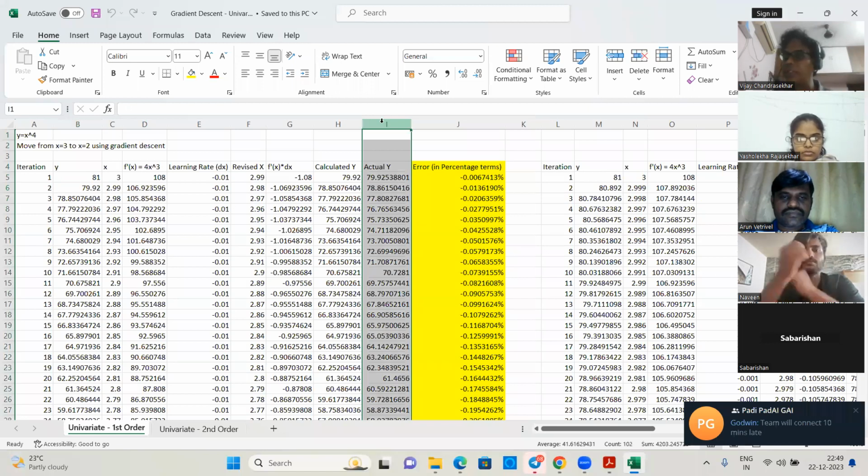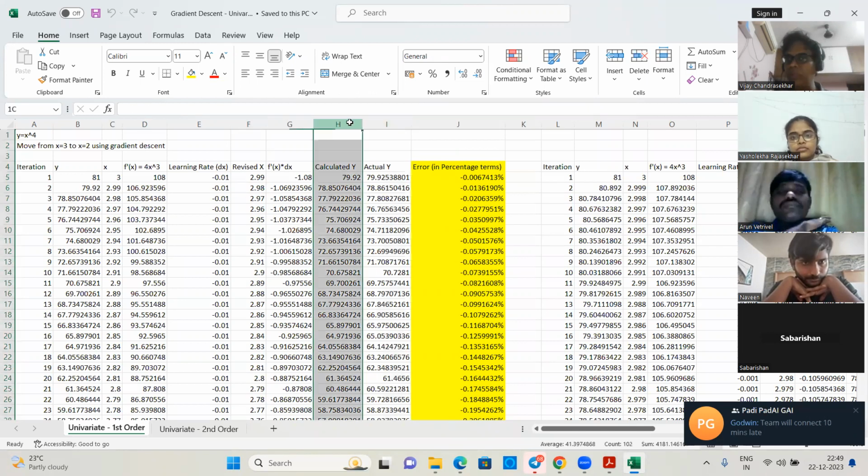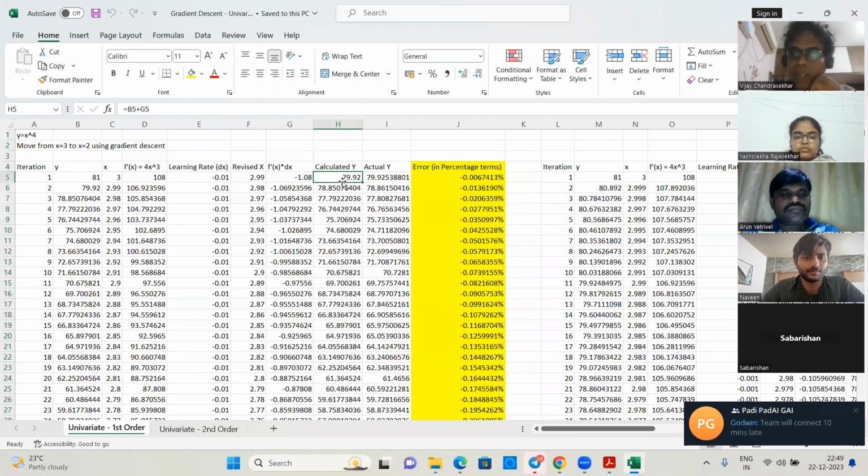just imagine that this column doesn't exist at all. The reason why I put that column is purely for comparison. From an algorithmic standpoint, this column doesn't exist at all, right? So what is available to the algorithm is only column H. So at the end of step 1, I am at y 79.92, and that's my starting point in step 2, in iteration 2. Now, x is 2.99. Why 2.99? Because I ended with 2.99 in the previous step.